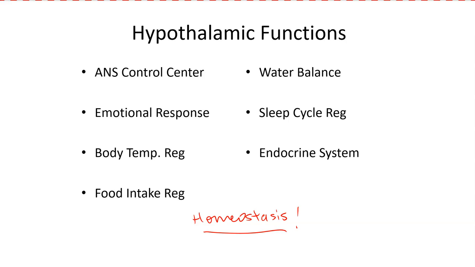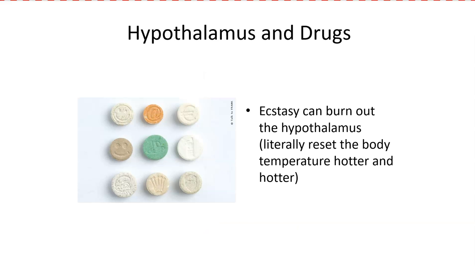So we'll talk in great detail about endocrine in our Bio 211 course. Interesting thing to note, ecstasy and other drugs can actually burn out the hypothalamus because its job is to help regulate body temperature. If you damage the hypothalamus, your body temperature's natural setting may reset hotter and hotter until the point that it can burn up your body. That's not a good thing and definitely a reason to avoid drugs like this.